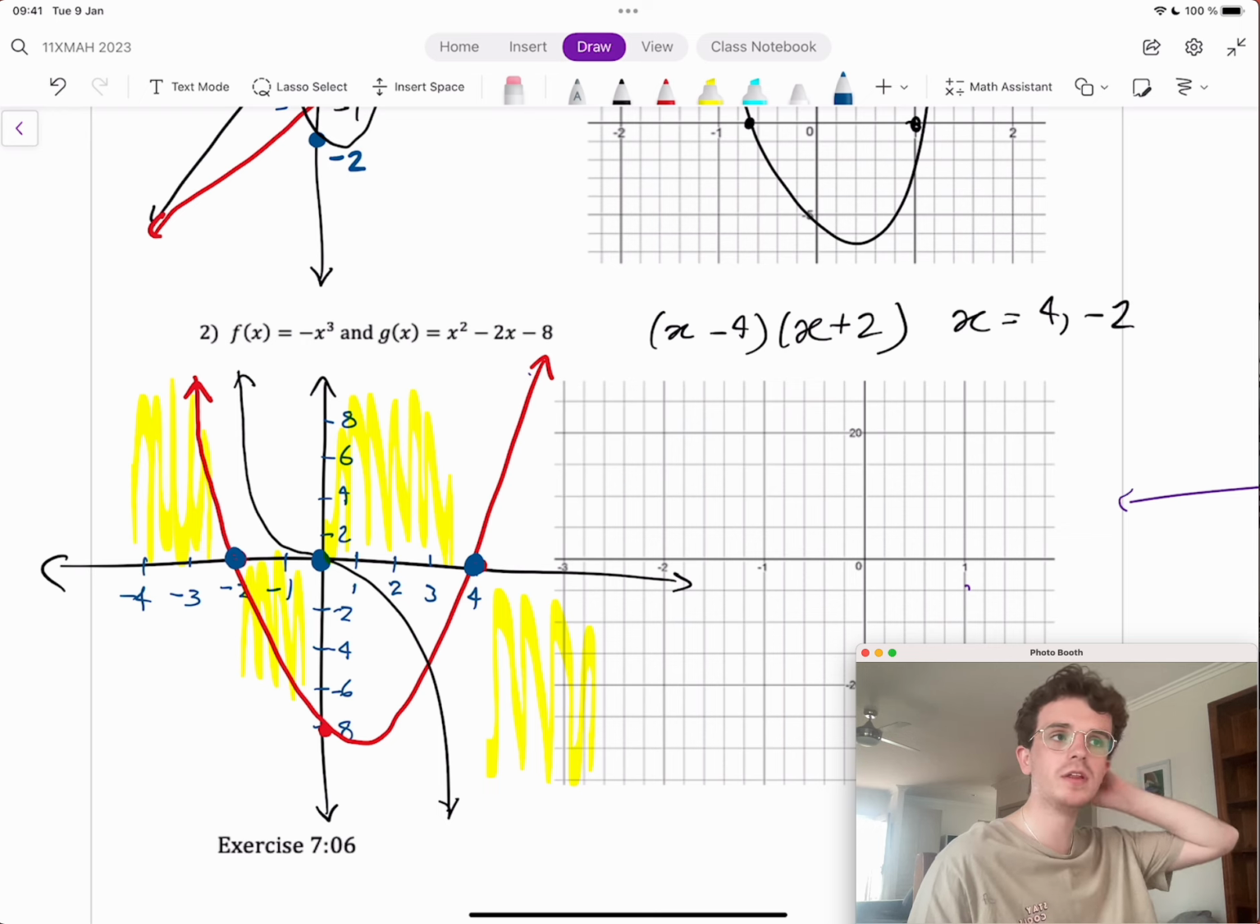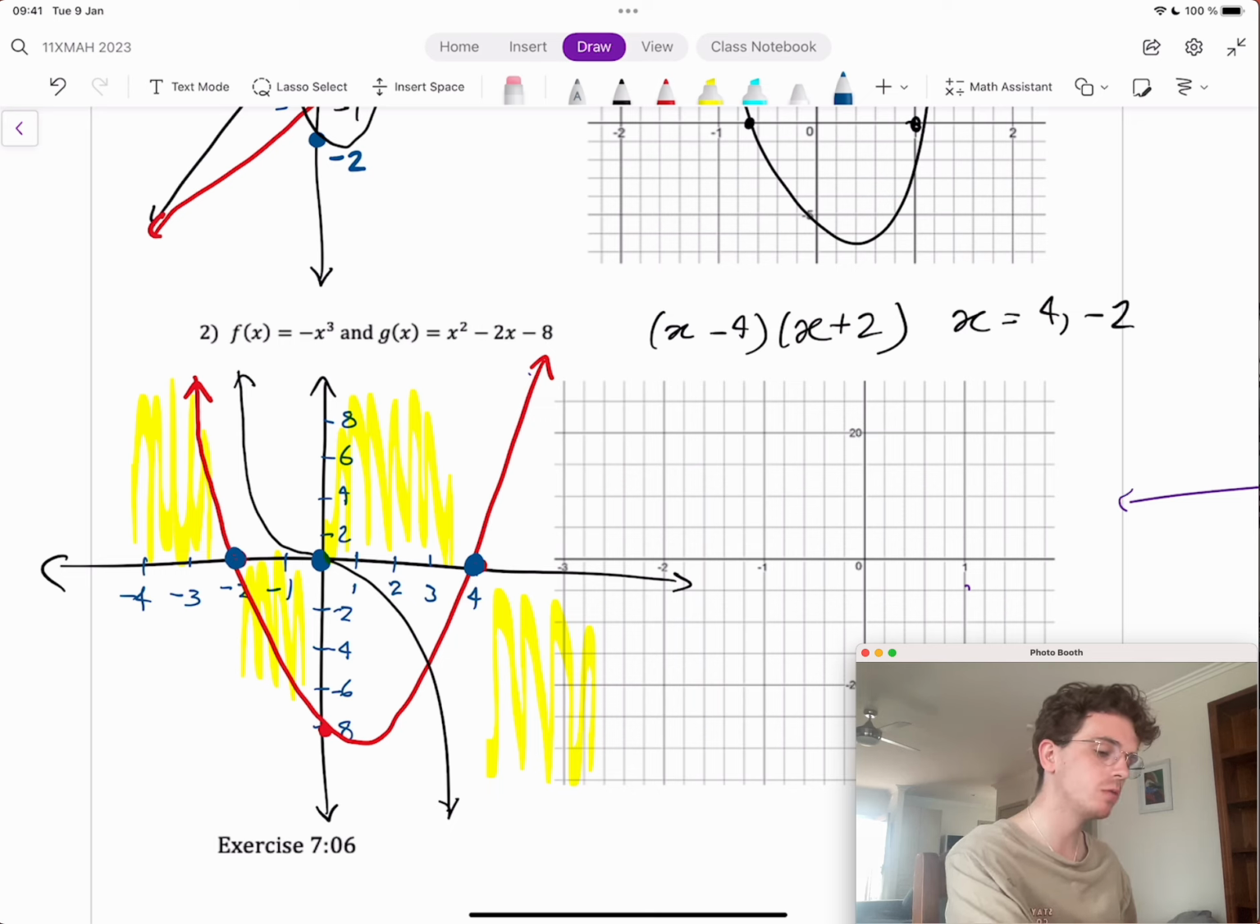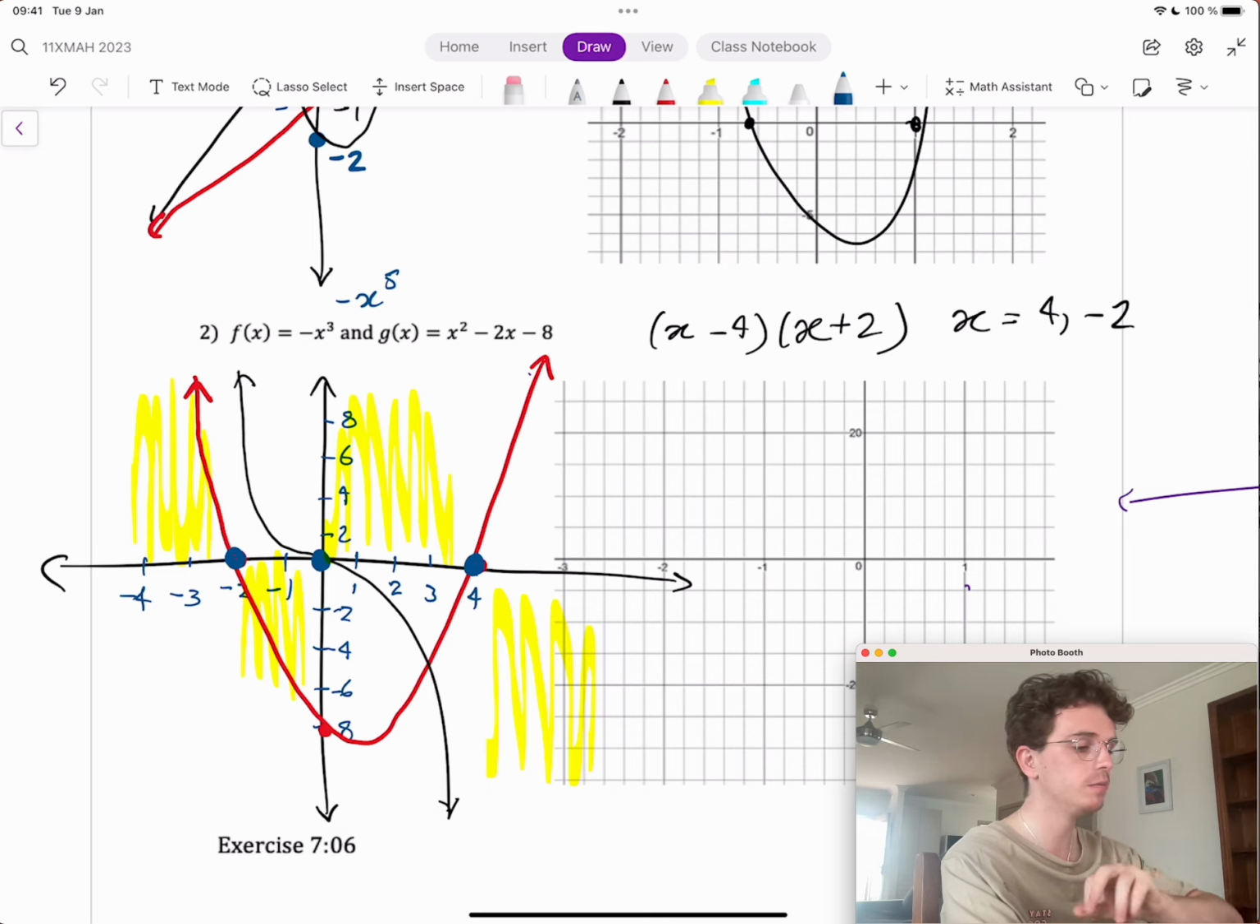It helps us with our graphs, and it helps us get a general idea of where our graph's going to be. We also know that if I find the leading term of the product, it's going to be -x to the power of 5, which is an odd function, so we know it has to start at the top and end at the bottom.